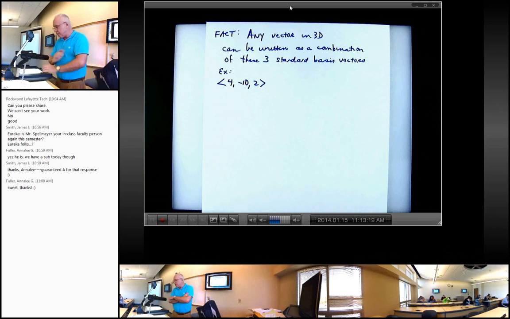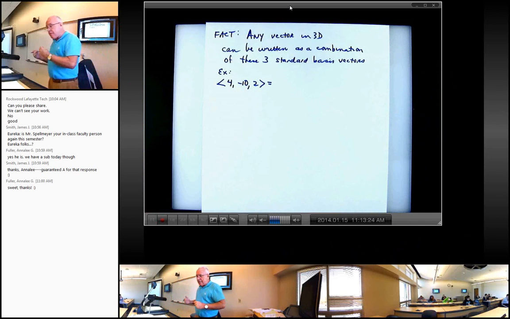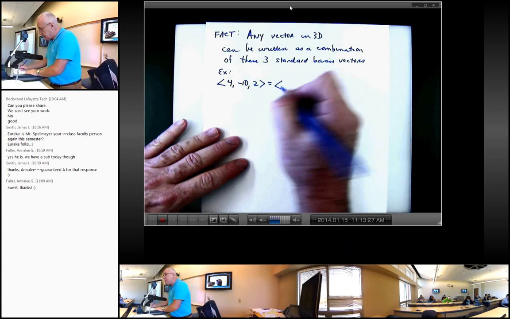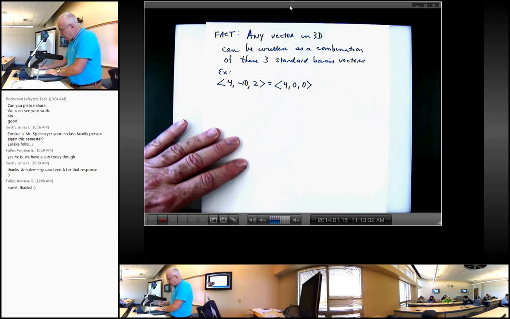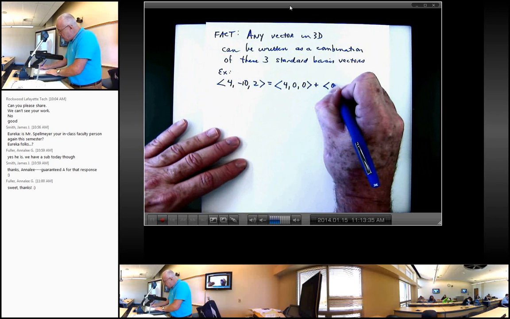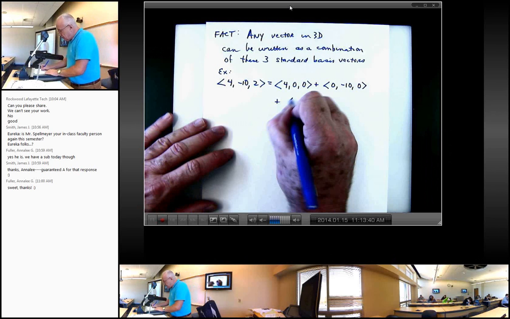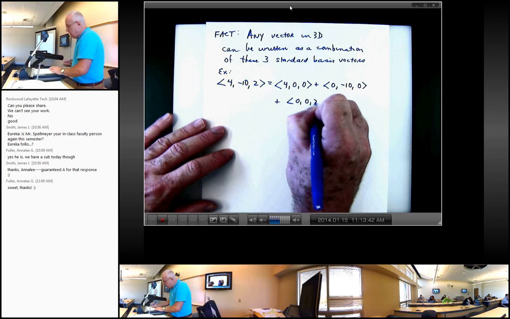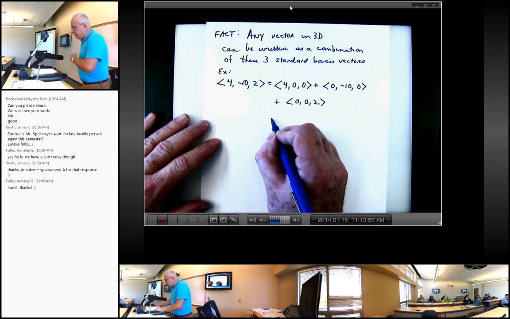I'm going to do this in a couple of steps. First of all, by the way that we can add vectors together, this can be considered the sum of these three vectors: ⟨4, 0, 0⟩ plus ⟨0, -10, 0⟩ plus ⟨0, 0, 2⟩. Because if we add these three vectors together, adding their components, we're going to come up with the vector that we started with.